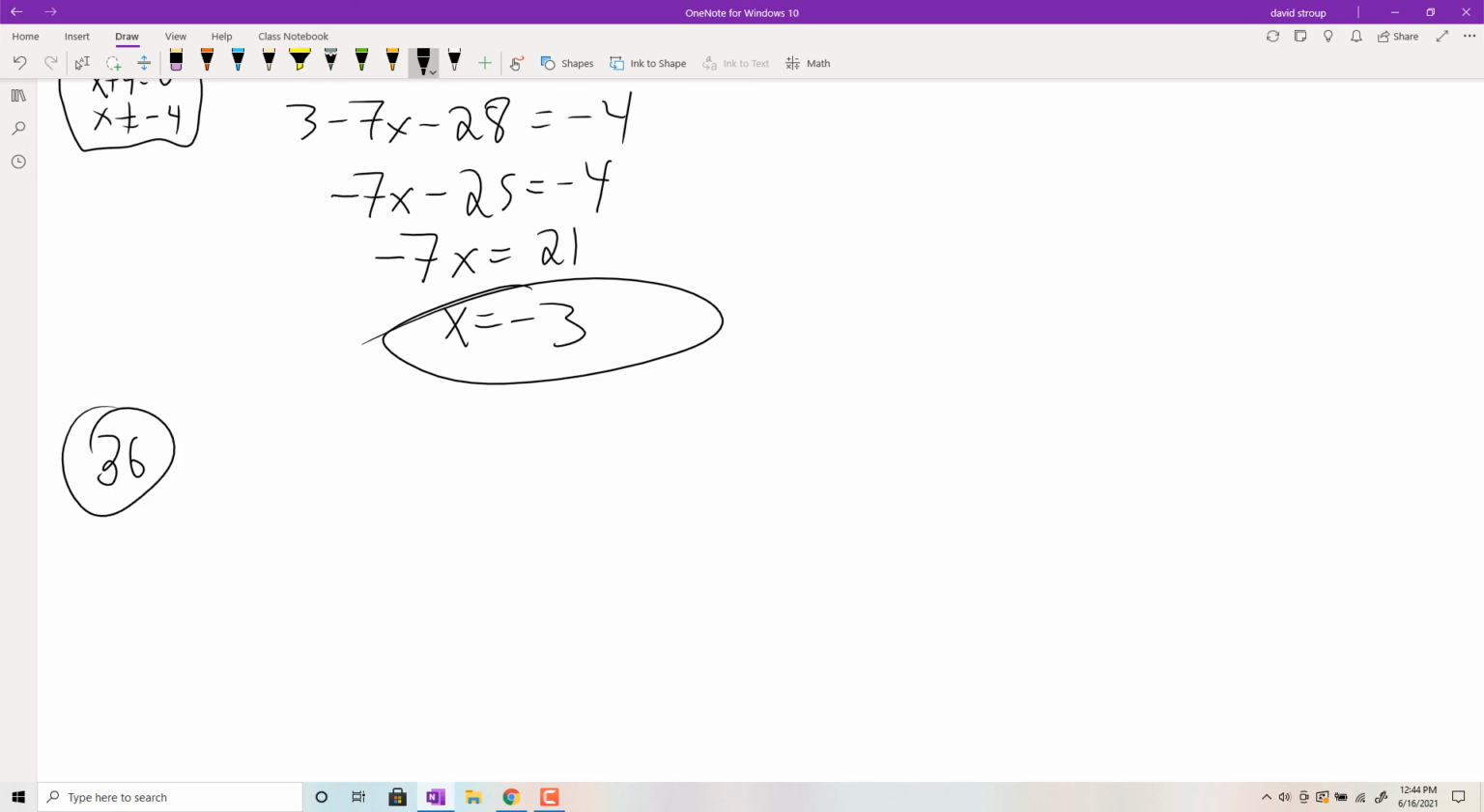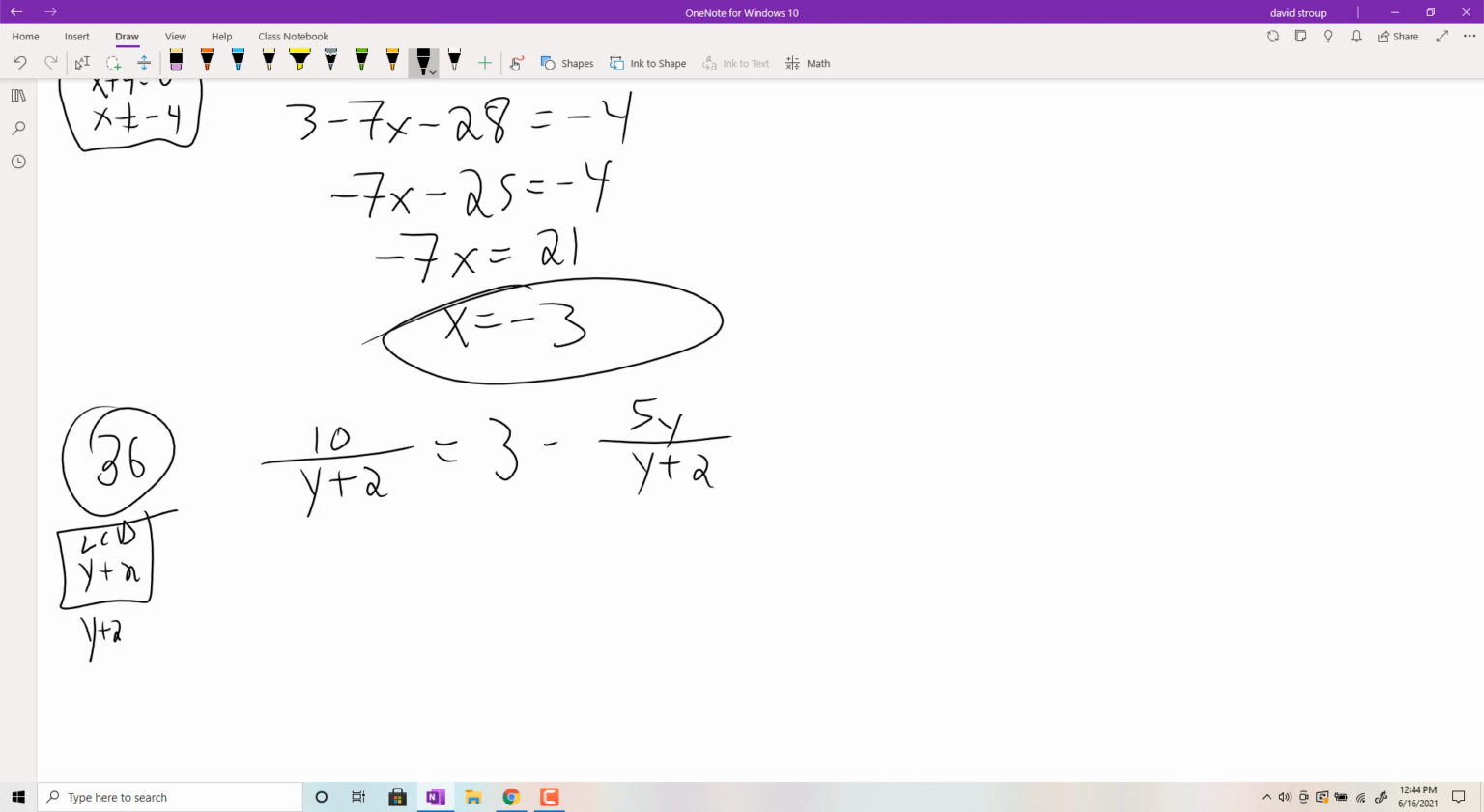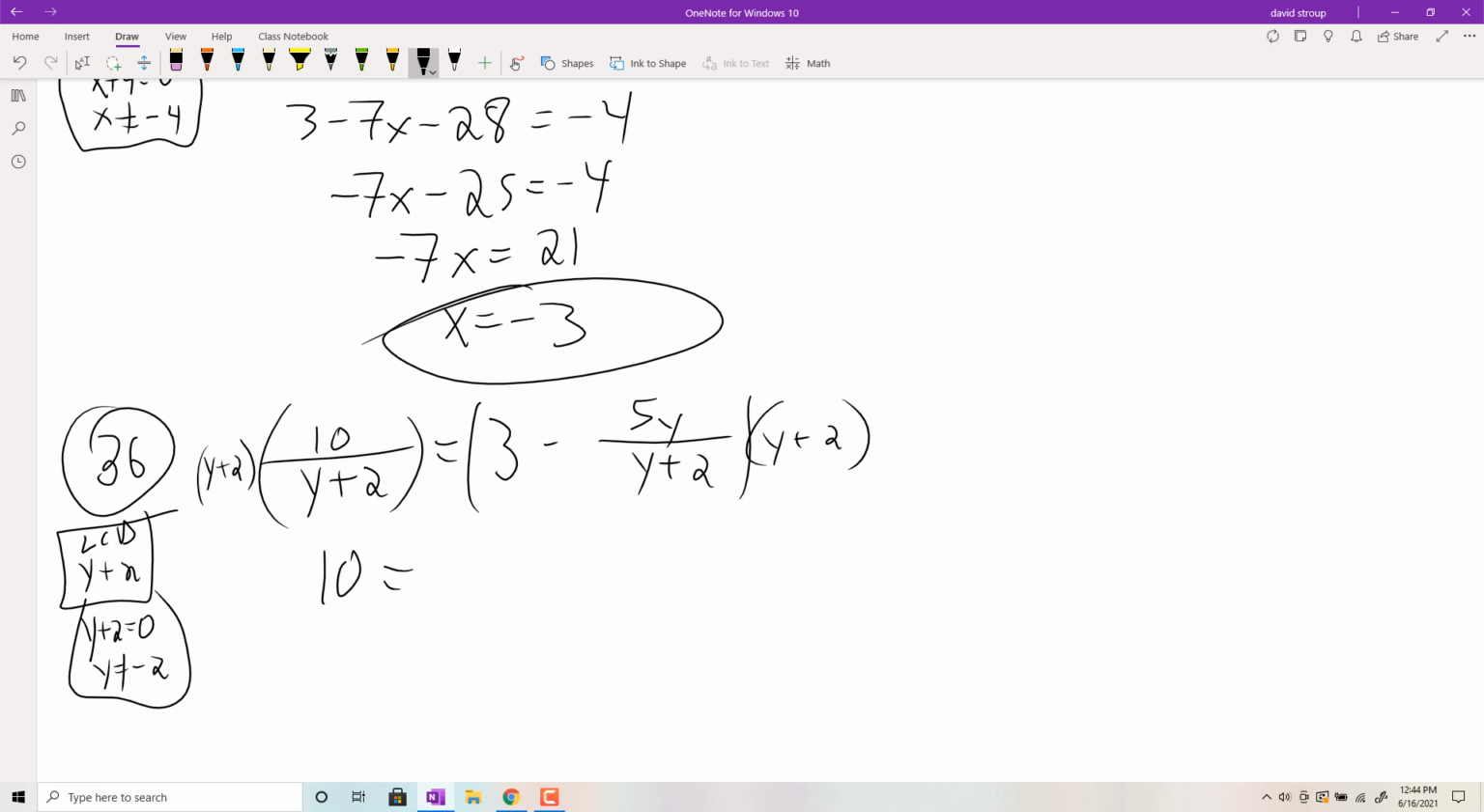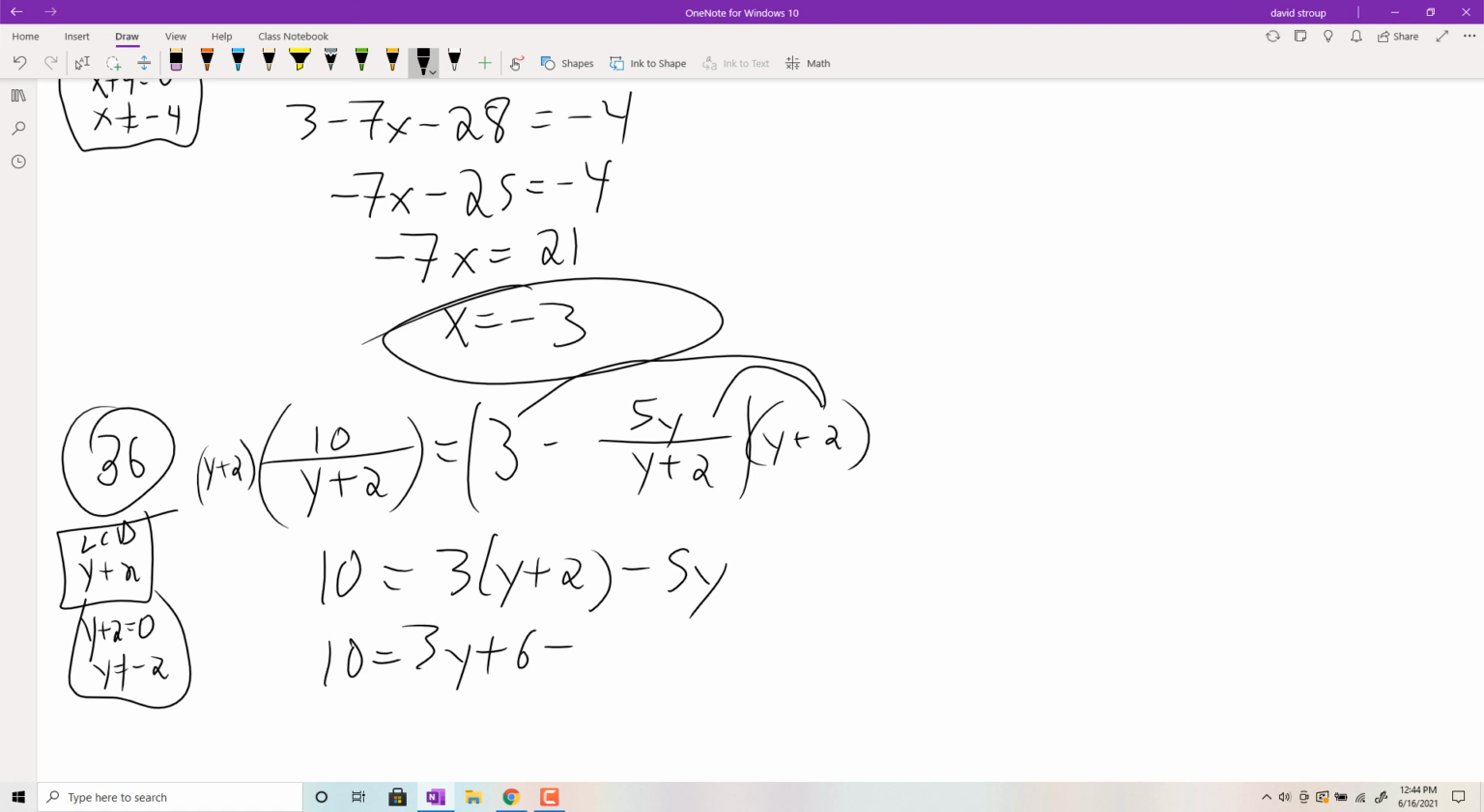So 10 all over y plus 2 equals 3 minus 5y all over y plus 2. Okay, so again, the LCD is y plus 2. Restriction: negative 2. I'm going to multiply everything by y plus 2. So 10 on the left, distributing here, 3 times y plus 2, distributing here, the y plus 2's cancel, so you get minus 5y. So you get 10 equals 3y plus 6 minus 5y.